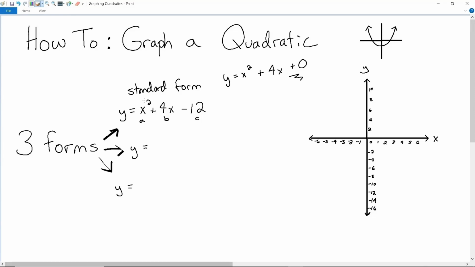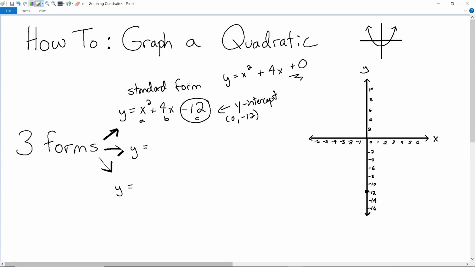Now, standard form gives us two important pieces of information. Number one is the value of our C term, because this is always going to be our y-intercept. So that tells me when x equals 0, y will equal this value. So we can actually already plot this point on our graph. So we're going to have a point of (0, -12), and that's going to be way down here.